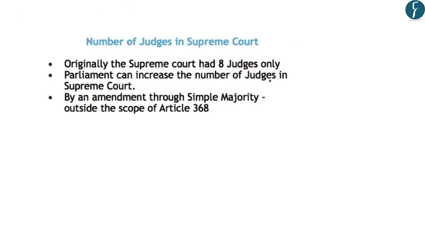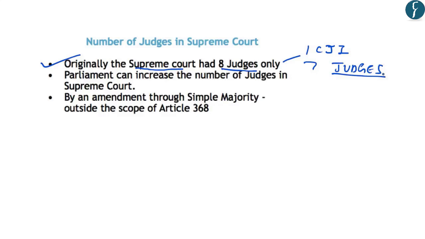So, regarding the strength of judges in the Supreme Court, you should note that originally the Constitution provided that the Supreme Court will have 8 judges only, and this includes 1 CJI or the Chief Justice of India and 7 other judges. So, originally the Constitution provided only for 8 judges in the Supreme Court. However, with need of time, the Parliament increased the number of judges in the Supreme Court.